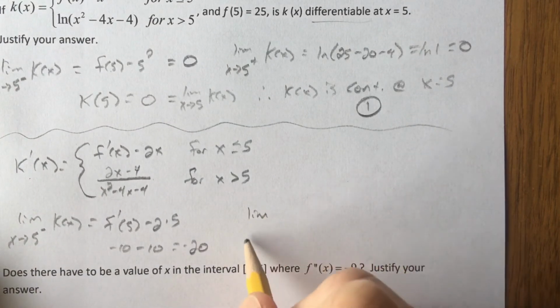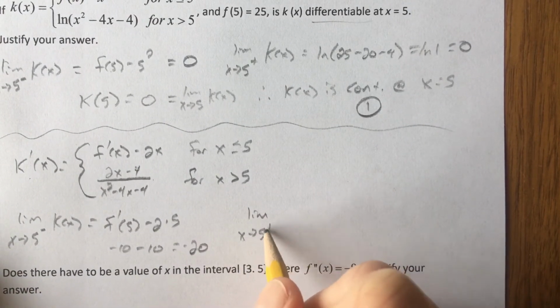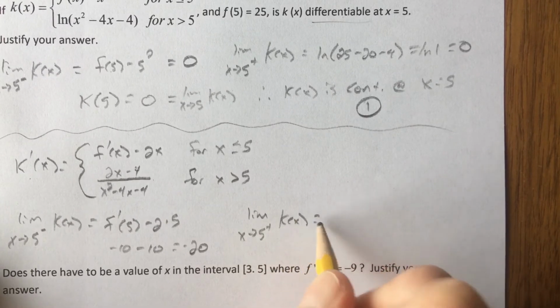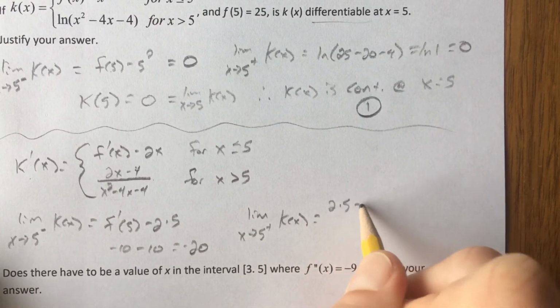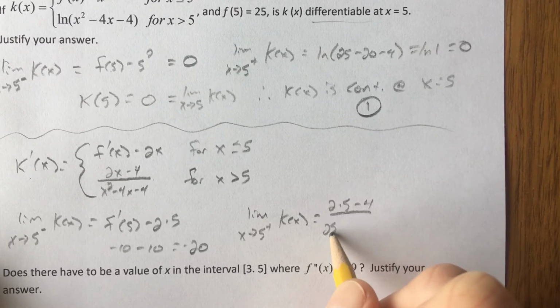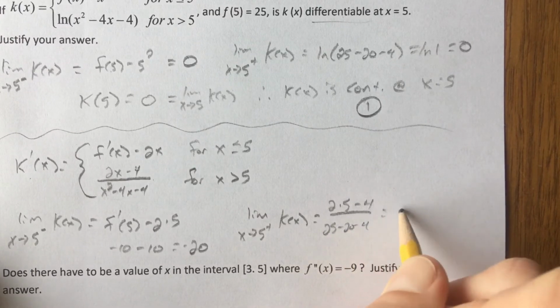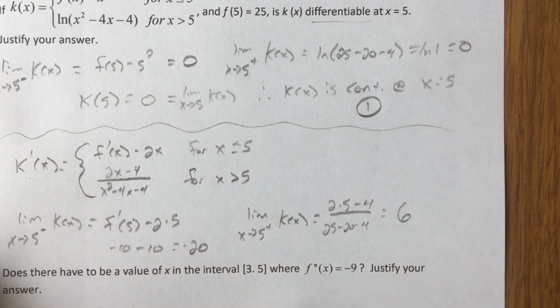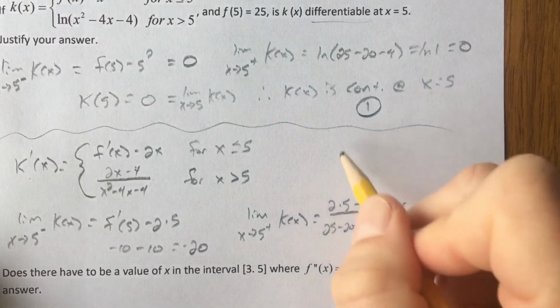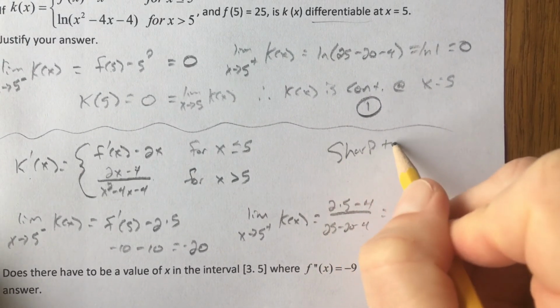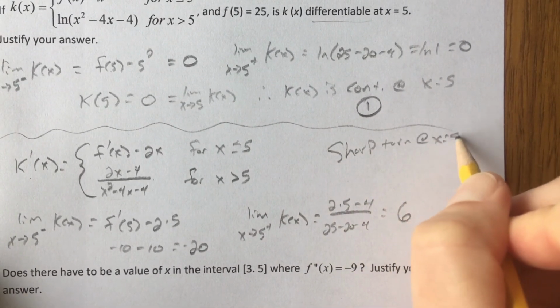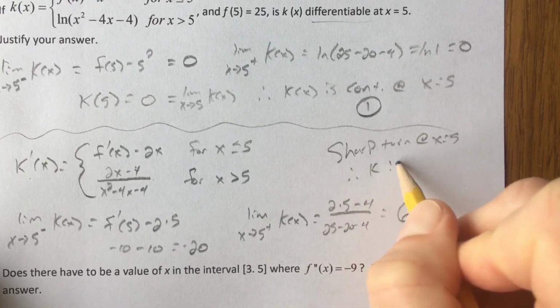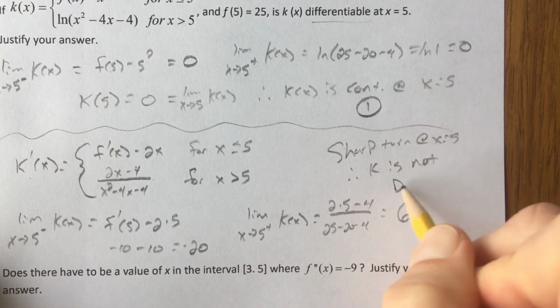The limit as x approaches 5 from the right would be 2 times 5 minus 4 over 25 minus 20 minus 4. We're going to get 6 over 1, or 6. Okay? Limits don't match up. We have a sharp turn at x equals 5. Therefore, k is not differentiable.